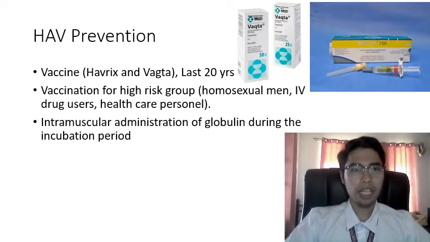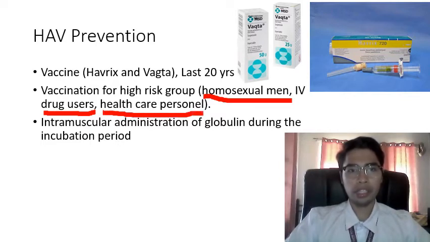Now we have a prevention for this. We have vaccines, Havrix and Vaqta, that last for 20 years immunity. Vaccination for high-risk groups, especially for those who practice anal-oral sex, which is prevalent among homosexual men, those who are IV drug users, and especially our healthcare personnel who care for those high-risk groups or those who practice dangerous practices.